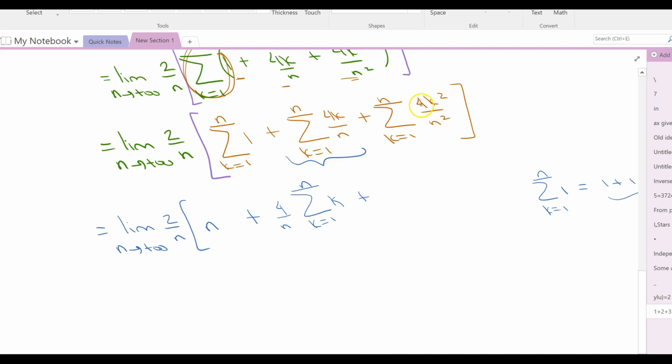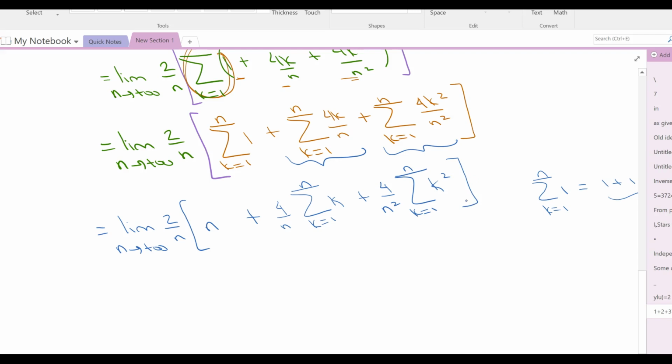Plus, same thing here, summation. In this sum, I can pull out 4 over n squared times the summation from k equals 1 to n of 1 over, goodness gracious, I'm getting way too overexcited here. My mouth is wanting to run forward.